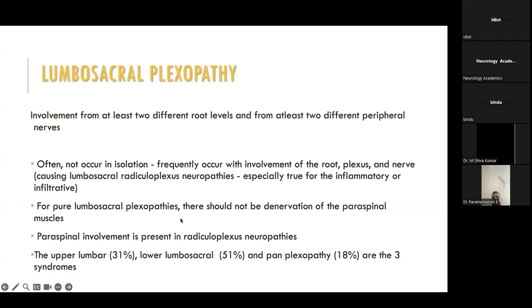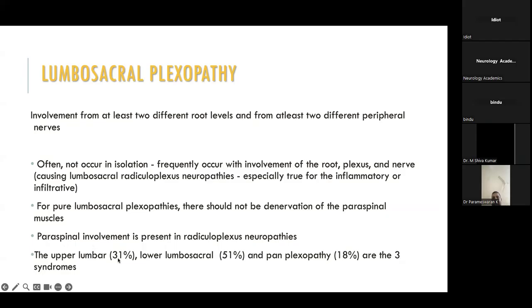In pure lumbosacral plexopathy, there should not be denervation of paraspinal muscles because these are supplied by the posterior rami, direct from the roots. Paraspinal involvement is present even with plexus involvement if radicles are also involved, like in plexopathies, paraspinal muscle involvement can be seen.